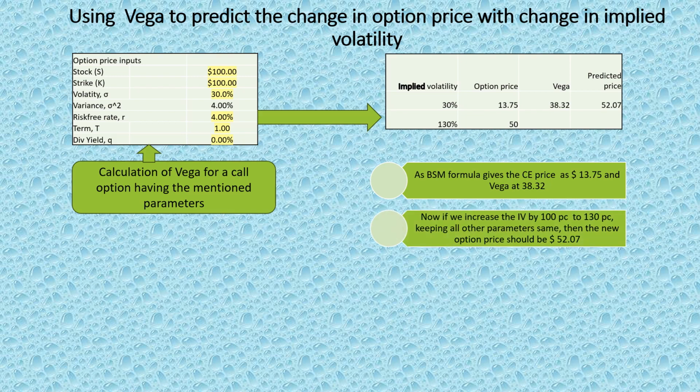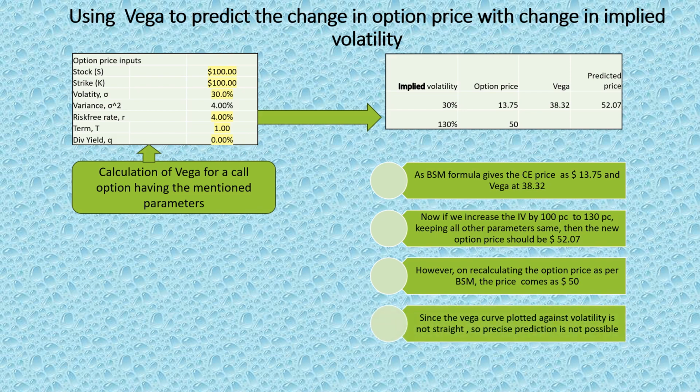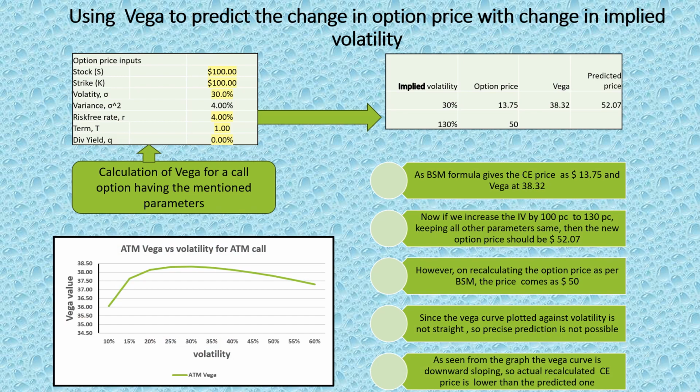Now if we increase the implied volatility by 100% to 130%, keeping all other parameters the same, then the new option price should be 52.07. However, on recalculating the option price as per BSM, the price comes to 50. Since the Vega curve plotted against volatility is not straight, the precise prediction is not possible. As seen from the graph, the Vega curve is downward sloping, so the actual recalculated call option price is lower than the predicted one.